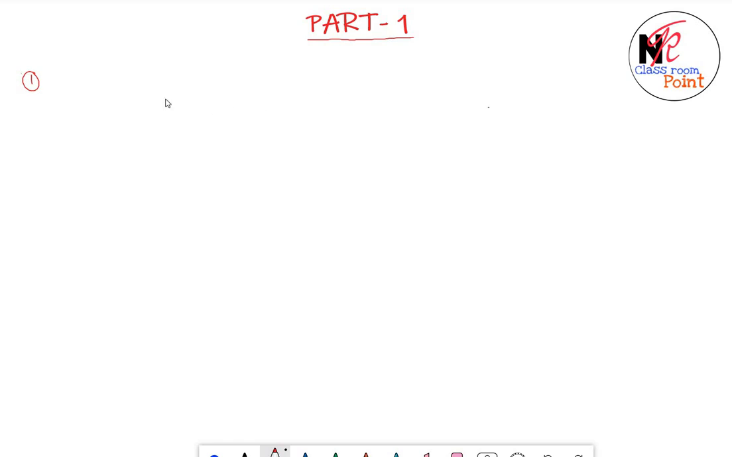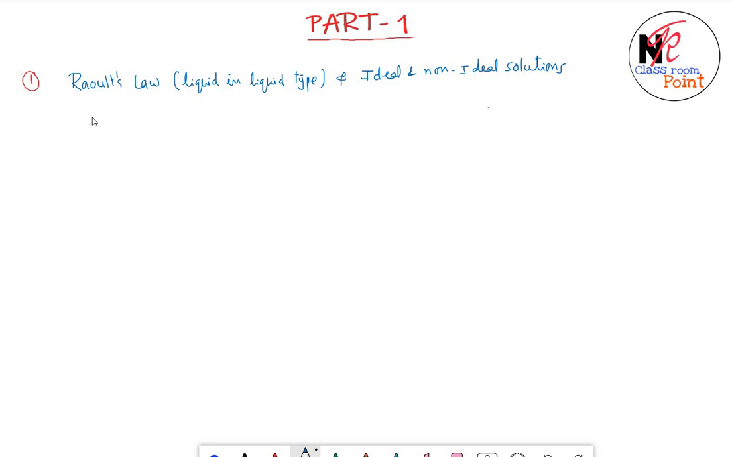The very first question is a mixed concept of Raoult's law of liquid in liquid type and ideal non-ideal solution. It is linked to the ideal and non-ideal solution. In the given question, the total pressure of the solution, the vapor pressure of the solution, is given as 200 millimeters of mercury.